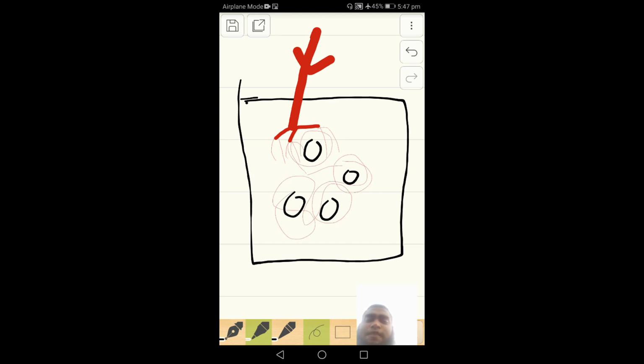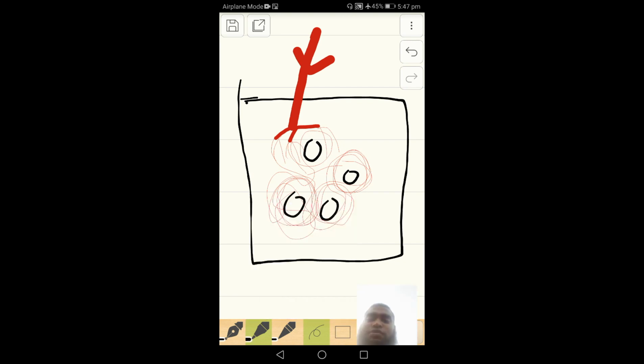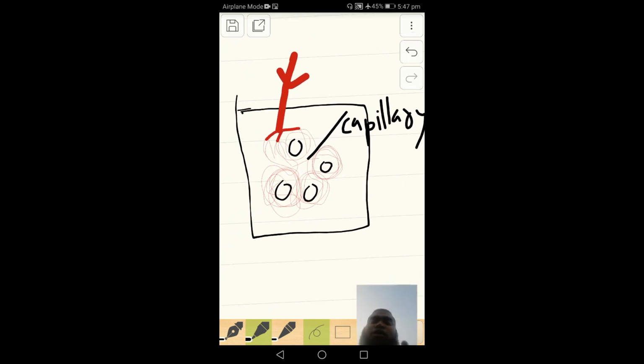Okay, these vessels then go through the cells, not actually through, but across the cells or surrounding the cells, and these very smaller blood vessels, we call them capillary. Capillary. The smaller blood vessels that pass from the side of the cells, we call them capillary.